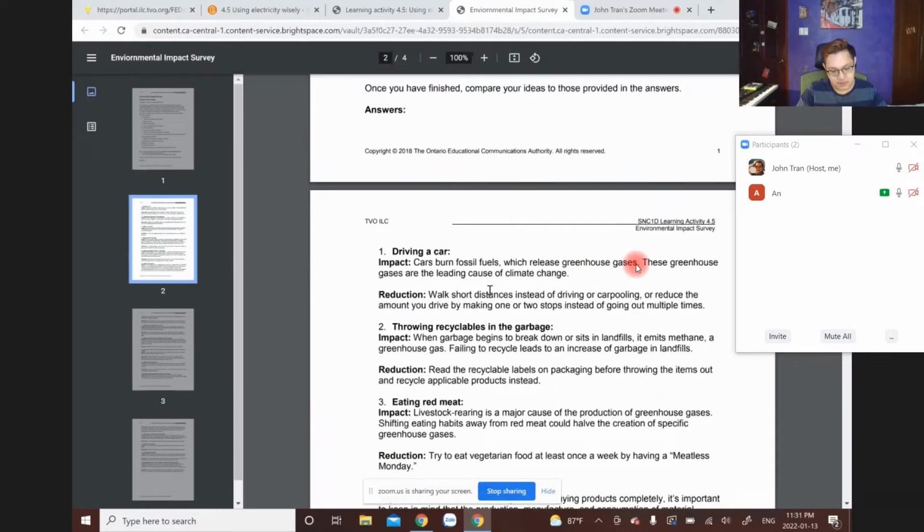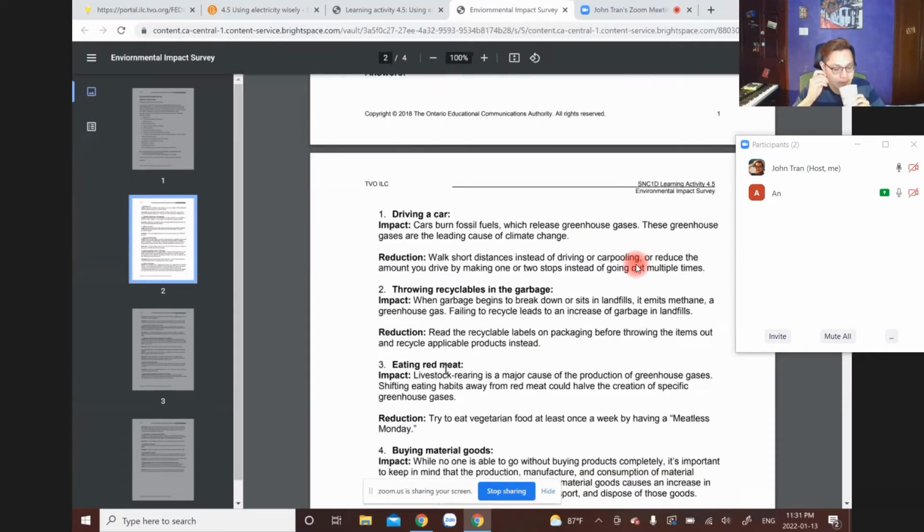Of course, beef is actually delicious, but it's bad for the environment, very bad. Meat in general. Reduction: try to eat vegetarian food at least once a week and have meatless Monday.